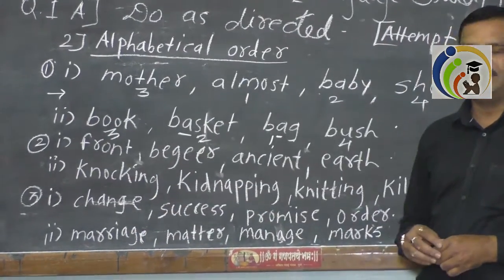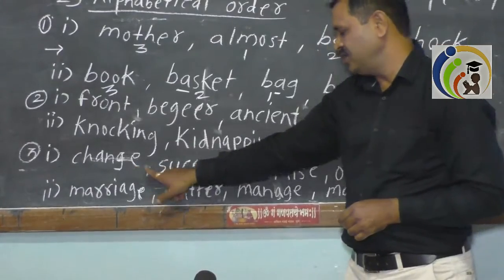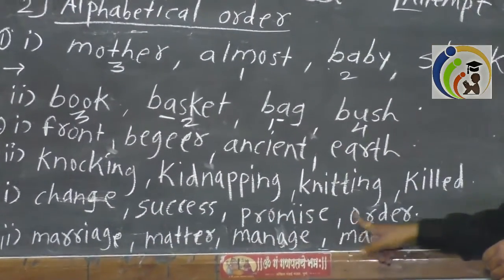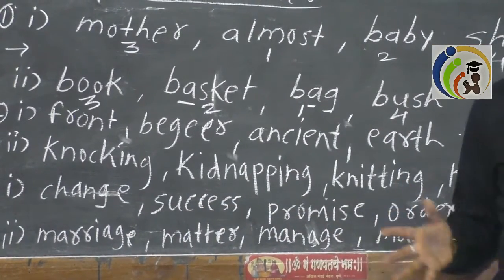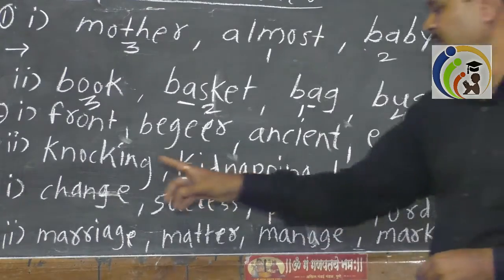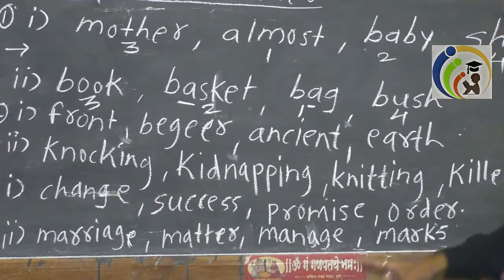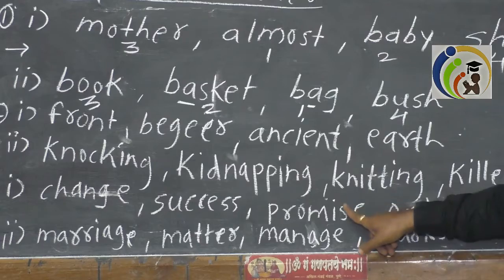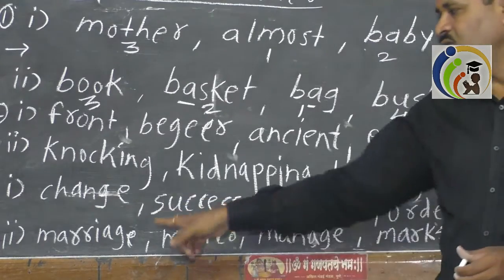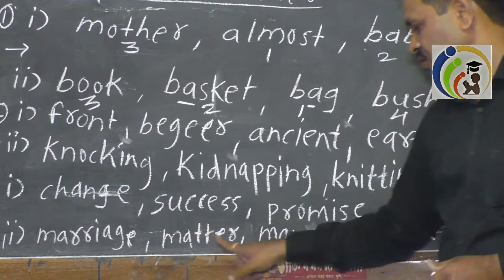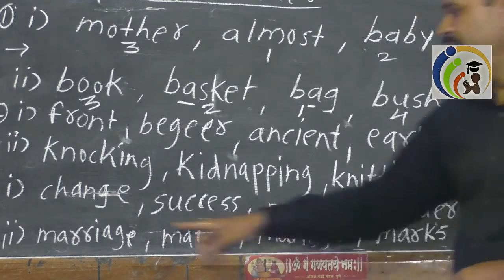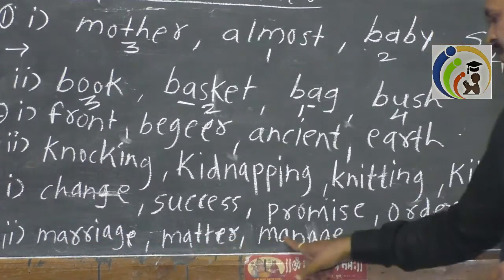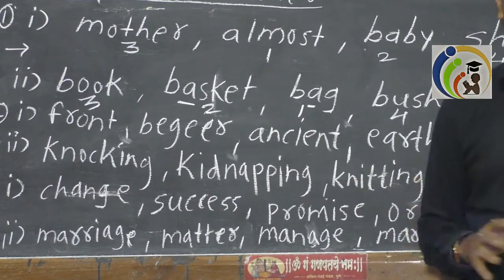This is there for practice. Look at these words: change, success, promise and order. C, S, P, O. Now it is very easy for you. What is the alphabetical order? Alphabetical order is change, then order, promise and success. Go to the last one: marriage, matter, manage and marks. Everywhere M is there. After M, which letters are there? Here A, here A, here A and here A. Everywhere A is there. Very good.